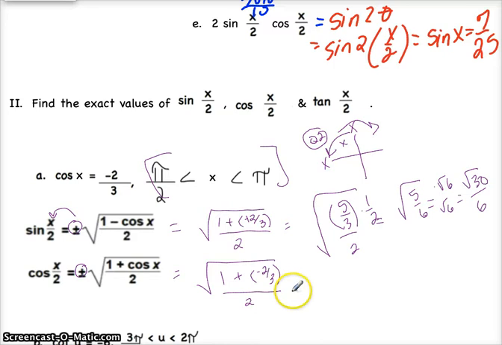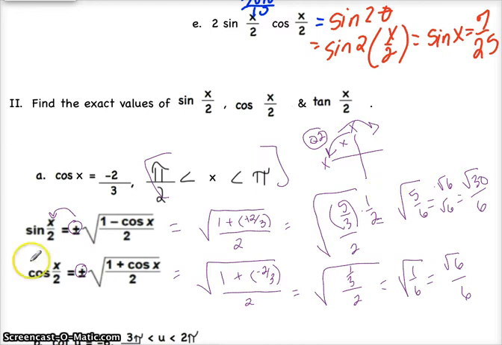In the second one, a positive times a negative is a negative. And 1 is 3/3. 3/3 minus 2/3 is 1/3. And we keep it, switch it, flip it. And that would give us the square root of 1/6, which is the square root of 6 divided by 6.